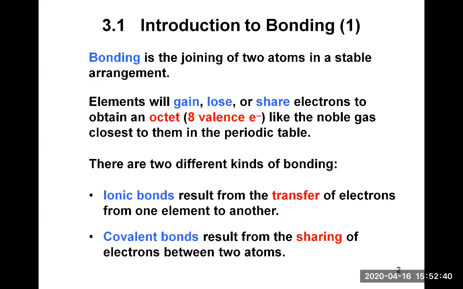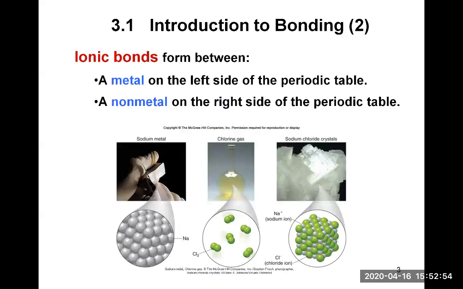Covalent bonds result from the sharing of electrons between two atoms. In this case, the atoms keep their electrons, but they share them. This way they can get 8 electrons around them. So, more details on ionic bonds.